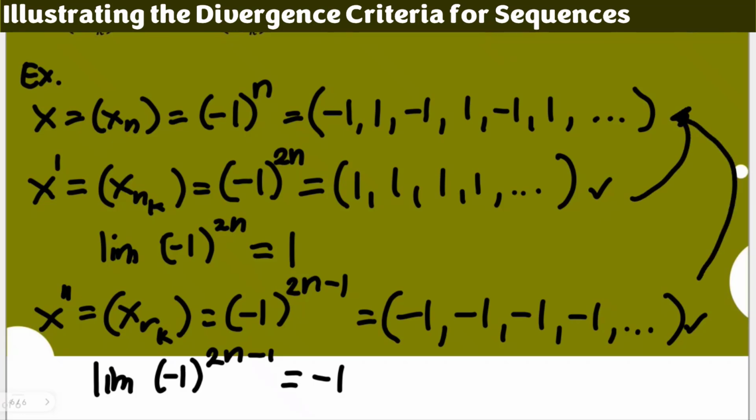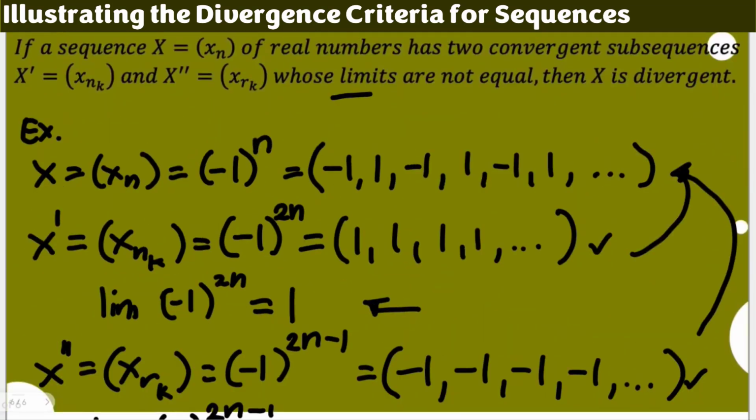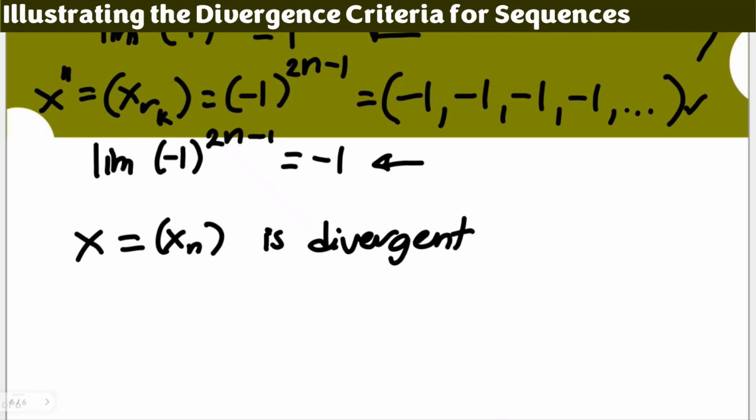Now, both of these are considered to be subsequences of x. But as you can see, their limits are not the same. So with this divergence criteria, since the limits are not equal, we can now say that x, being a sequence x sub n, is divergent.